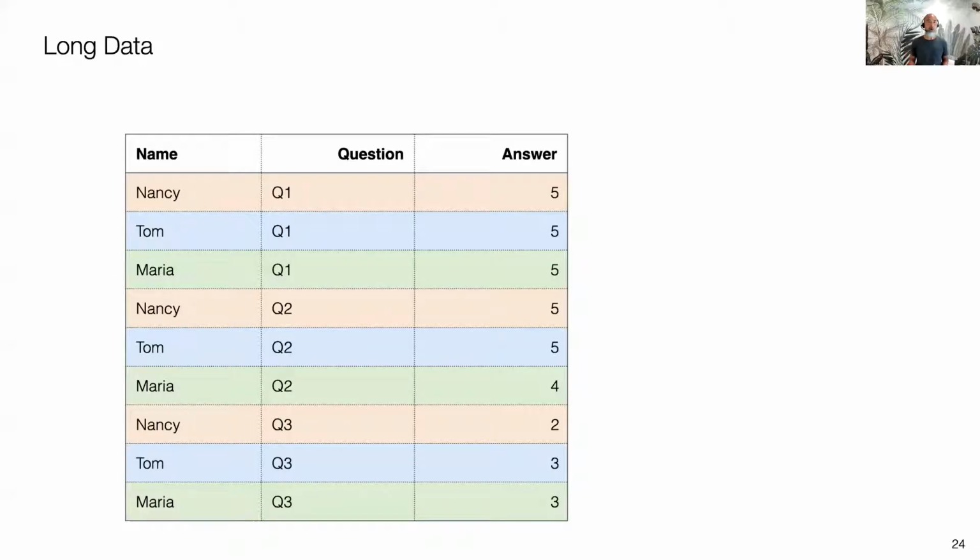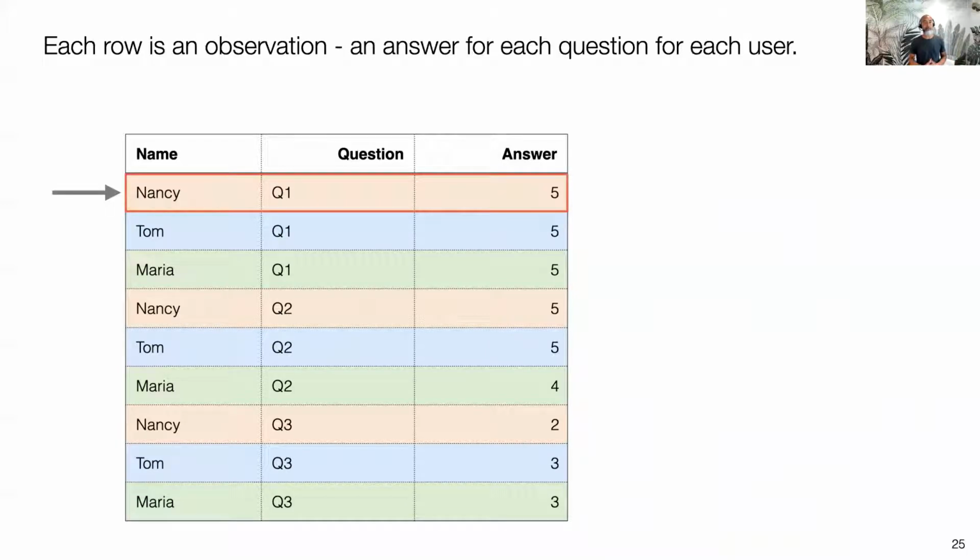So let's look at the long data again. Here we have a question column and an answer column, and the more questions come in, the more rows we're going to have, right? So is this data tidy? Each row is an observation, right? To be honest, even to me, sometimes I get confused by this whole concept of observation. But anyway, Nancy answered 5 for question 1. So it looks like this is an observation.